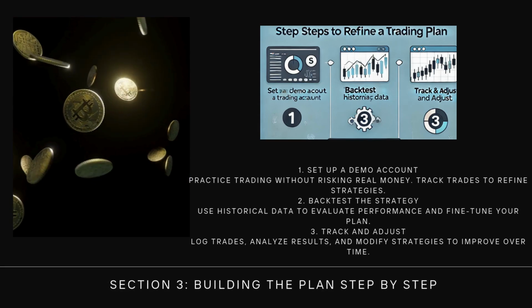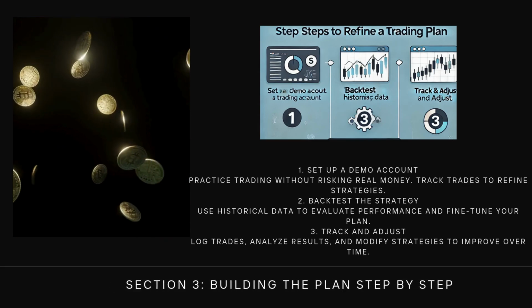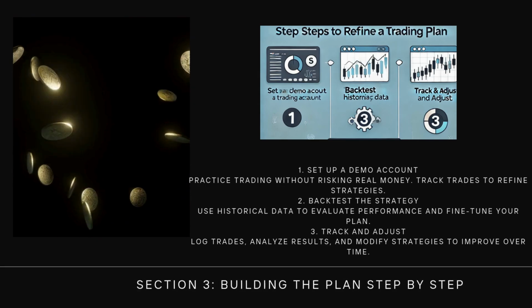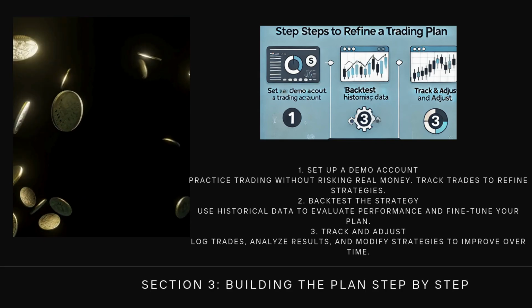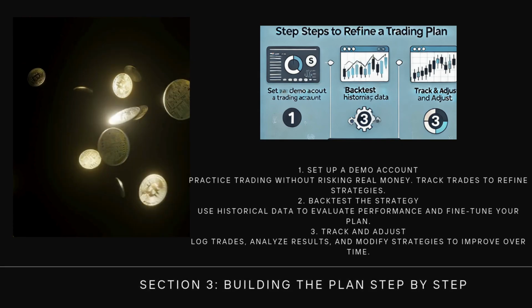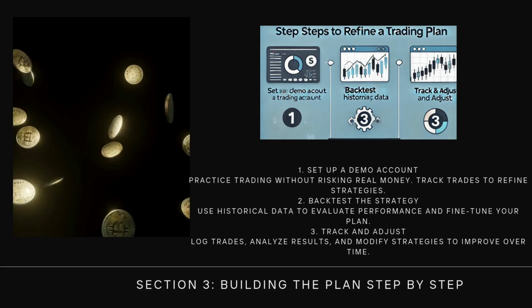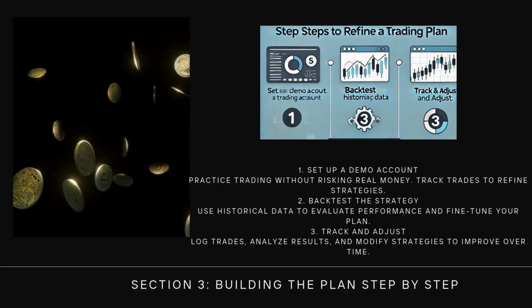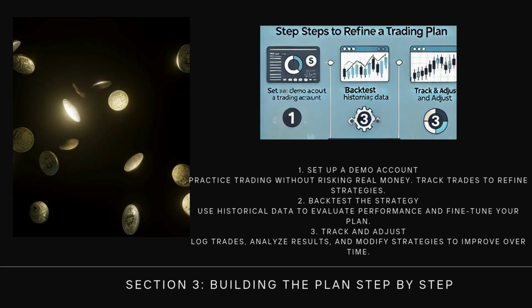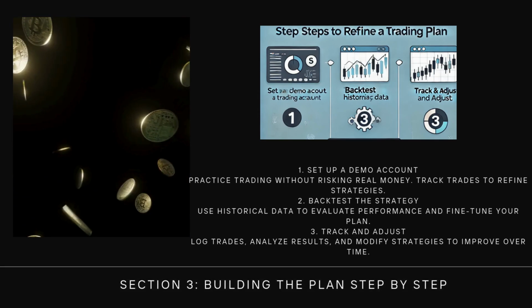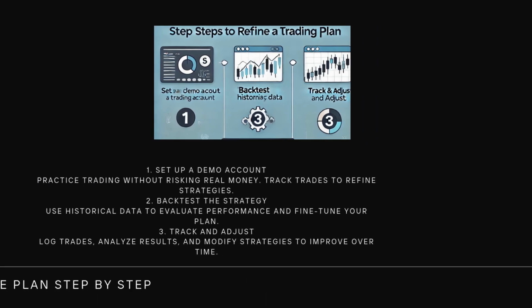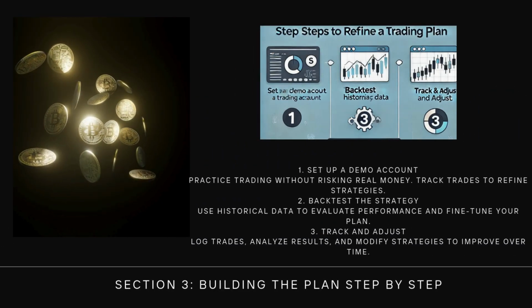Backtest the strategy. Review historical data to see how your plan would have performed in the past. Example: apply the strategy to the last 6 months of EUR/USD price data. Track and adjust. Maintain a trading journal to log every trade. Entry and exit points. Profit and loss notes on what worked or didn't. Example: if multiple trades hit stop-loss too quickly, adjust your entry point or stop-loss distance.